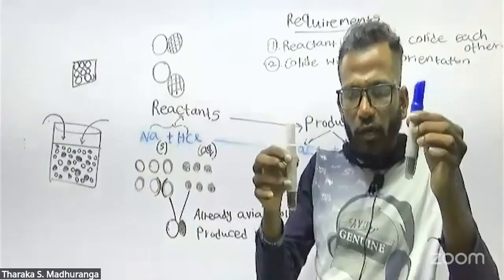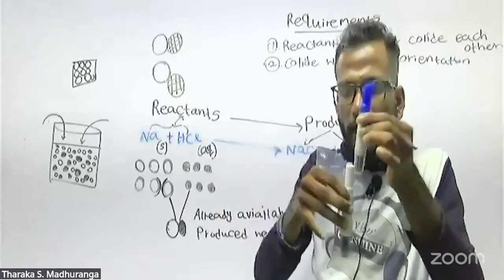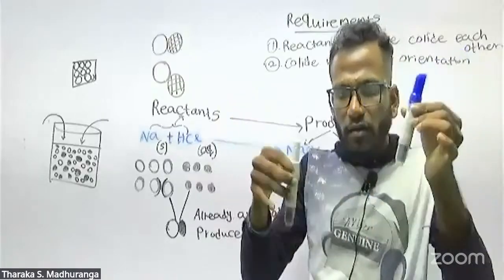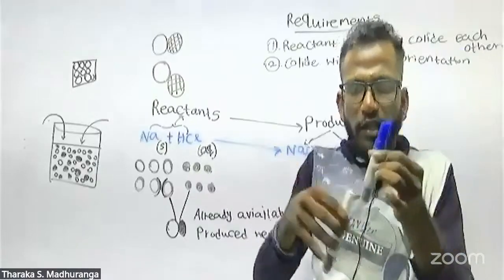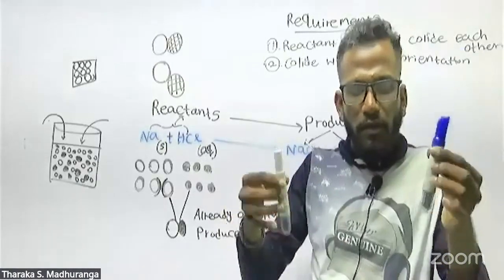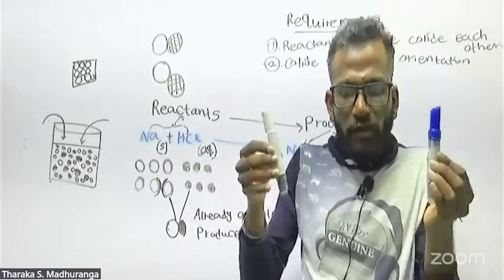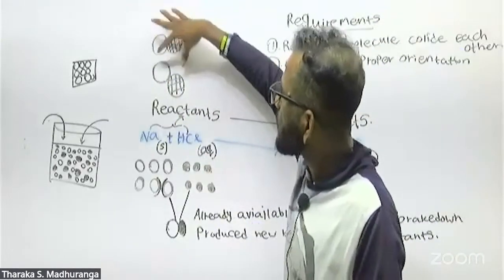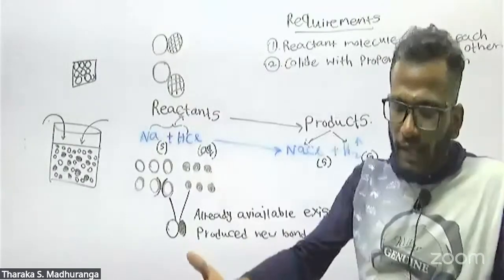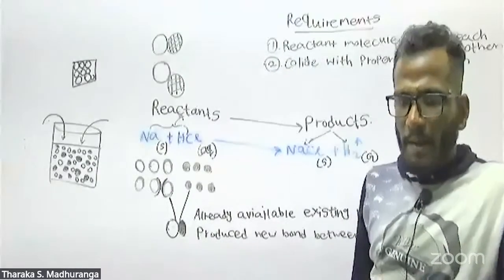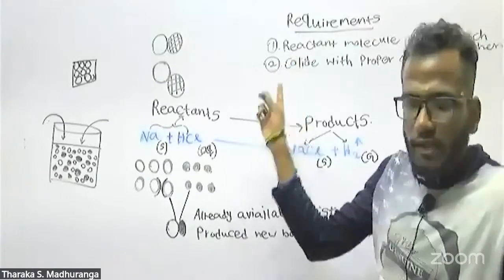Think these two molecules collide like this. Is that enough? This collision is not enough for bond breakdown and new bond formation. Therefore, the two molecules should collide with proper orientation like this, not like this. Understood? That means proper direction. The second point is understood.